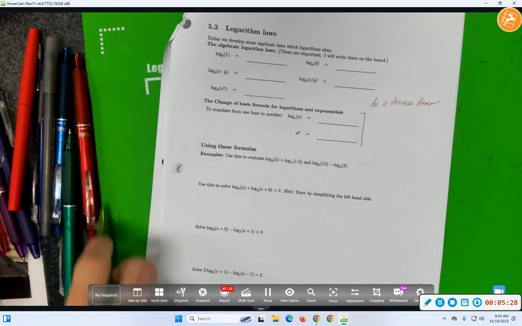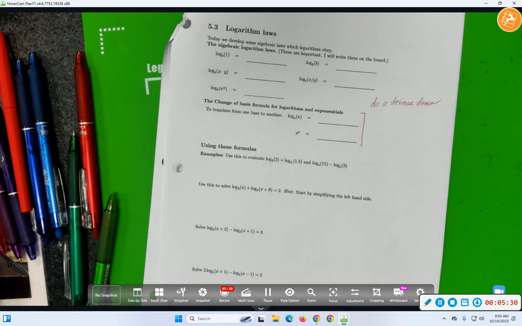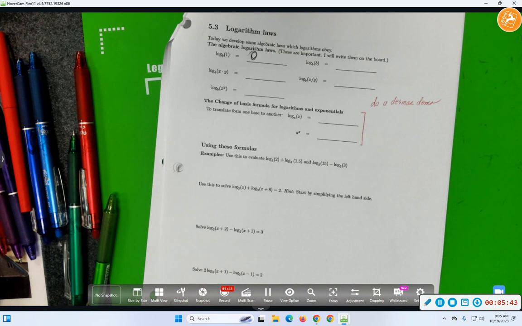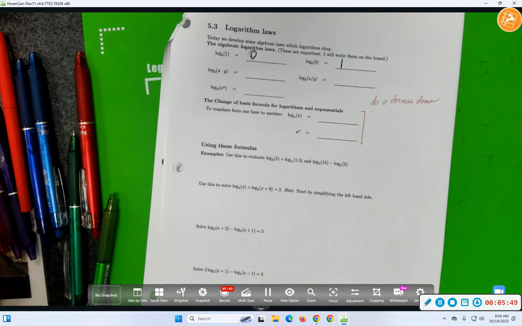I guess the first couple you already know. What's the log base b of 1? 0? Because you ask yourself, what power of b is 1? b to the 0 is 1. That's what logs measure. What's the log base b of b? 1. If you take the log base a thing of that same thing, you always get 1 back.